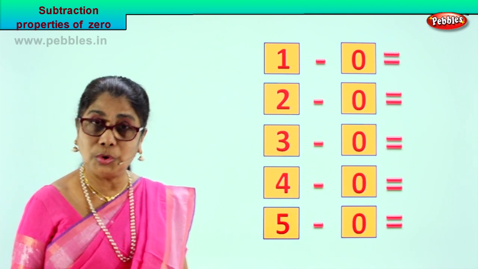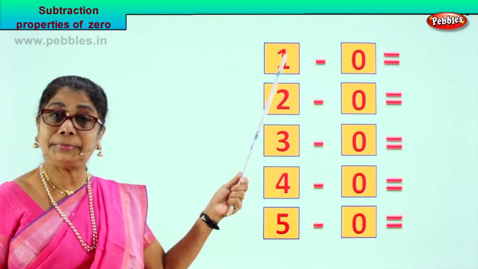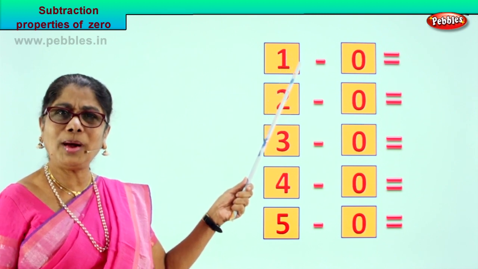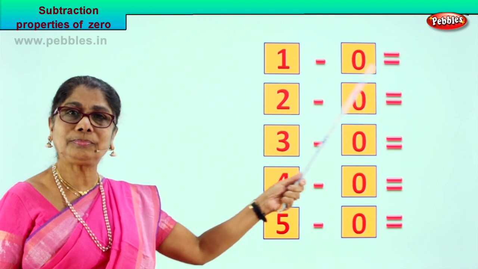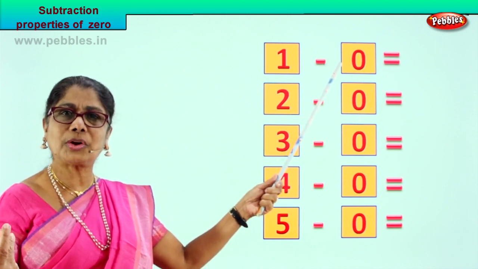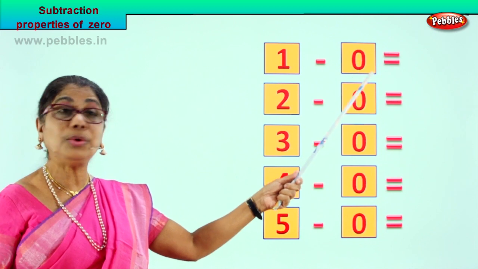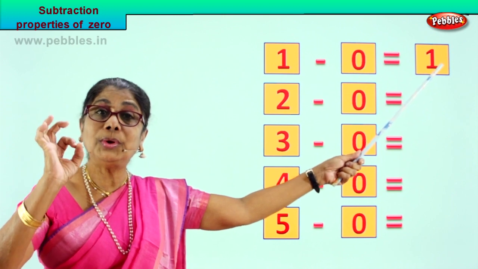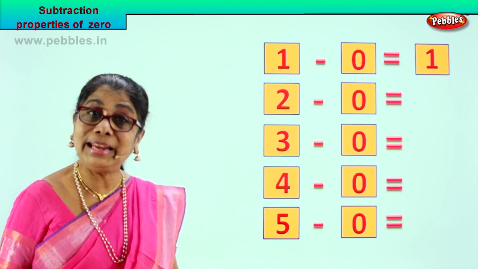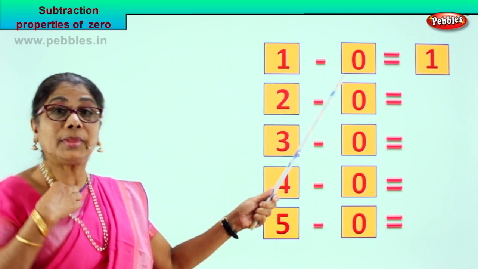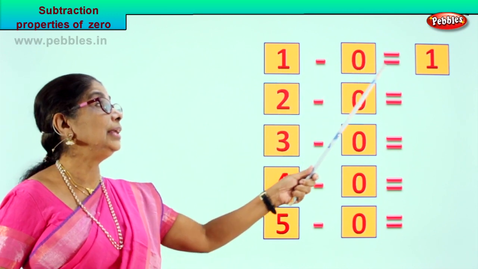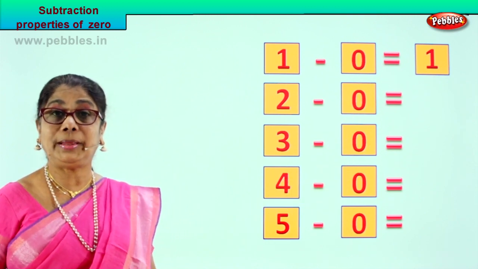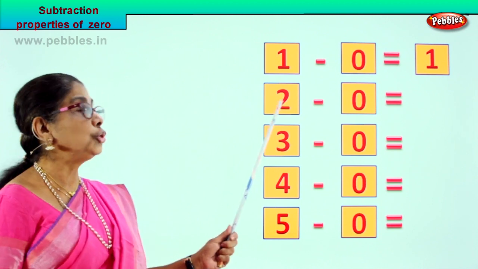Look, you have number 1 here. You have 1 chocolate here. 1 minus 0. 1 chocolate is there, minus 0 chocolate. 1 minus 0 is equal to the number itself. Read with me. 1 minus 0 is equal to 1. Understand that carefully. Next, 2.